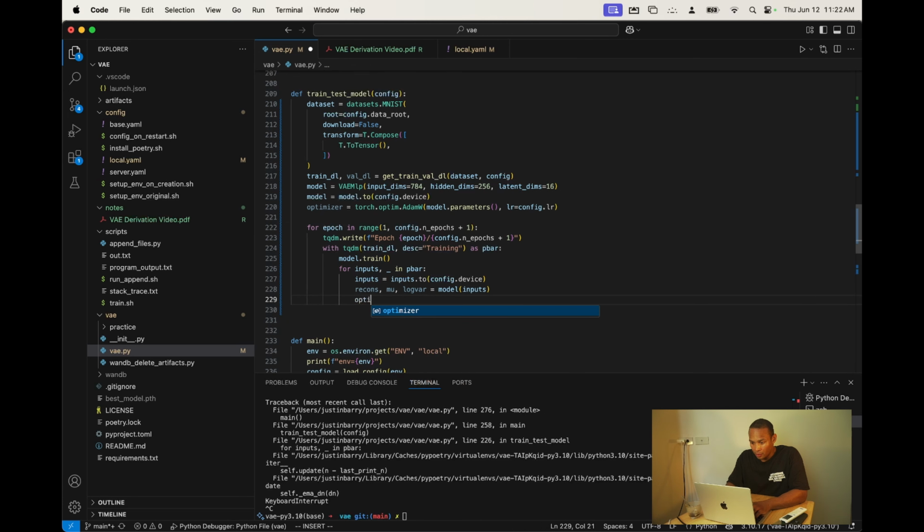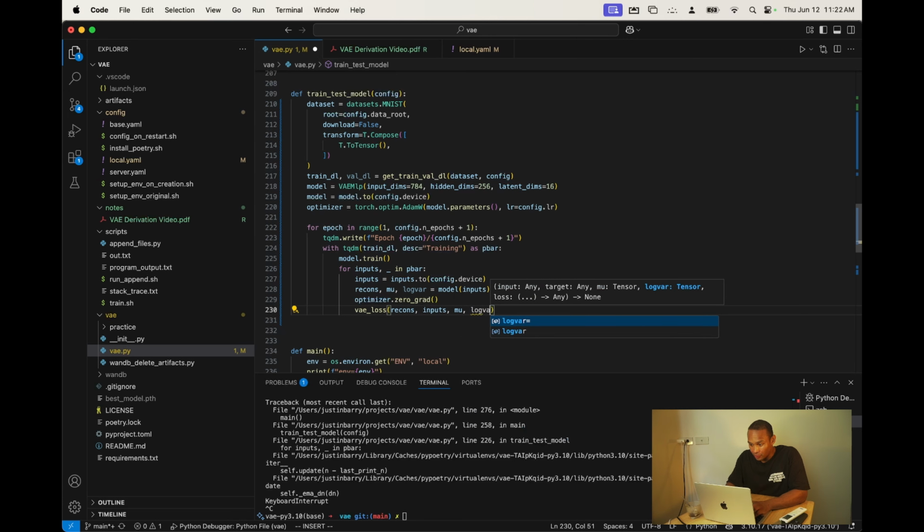And then we optimize it, we zero out the gradients from the last run, from the last batch, and now we do loss. Okay. This is going to take in inputs, targets. So inputs are going to be the reconstruction. The targets are going to be the inputs, right? The ground truth is actually the data, the original data point, and then mu, which is a tensor, log variance, which is a tensor.